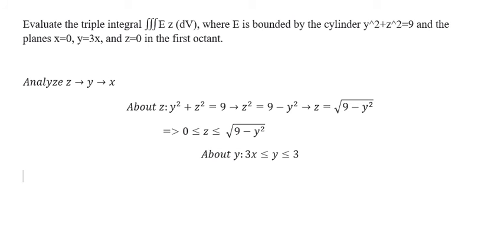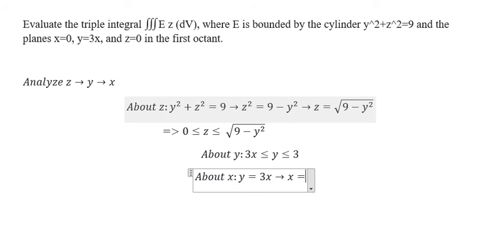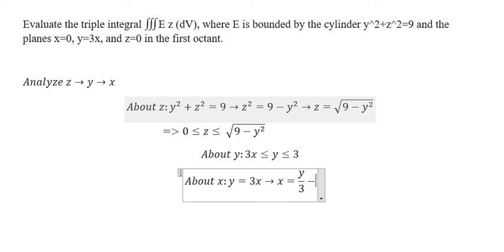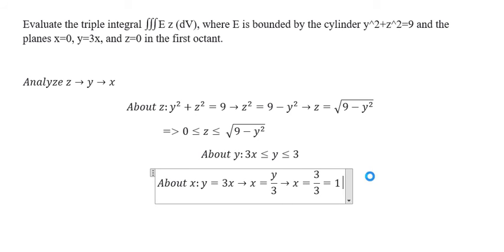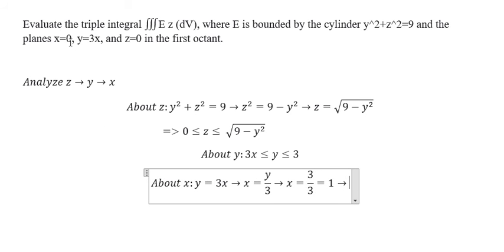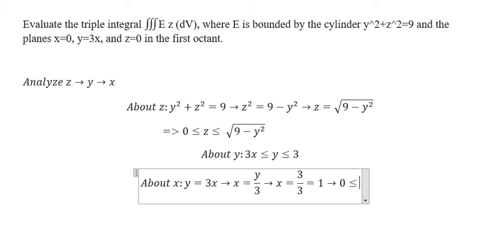The next one is about x. We know that y equals 3x, so x equals y over 3. We find that the maximum boundary of y is 3, so x equals 3 over 3, which is 1. And we have x equal to 0. So we have the boundary of x in here.